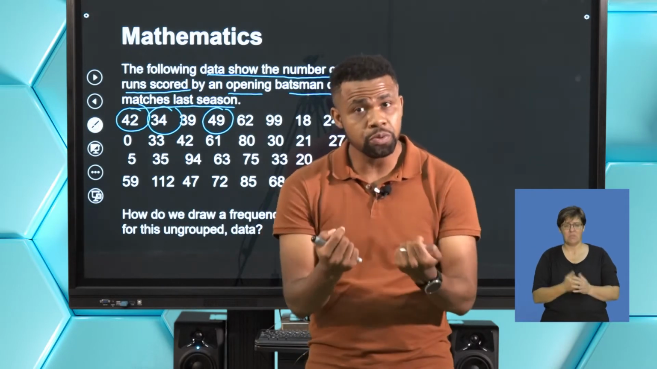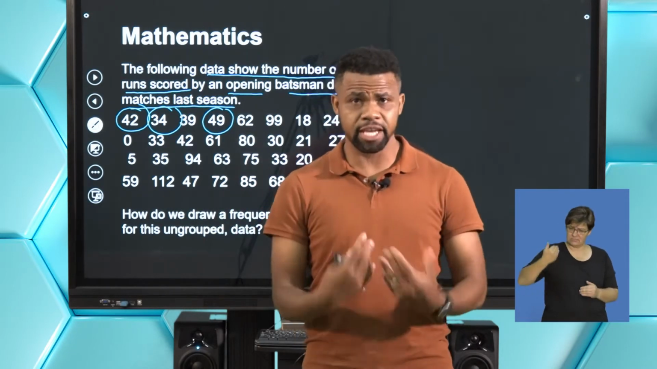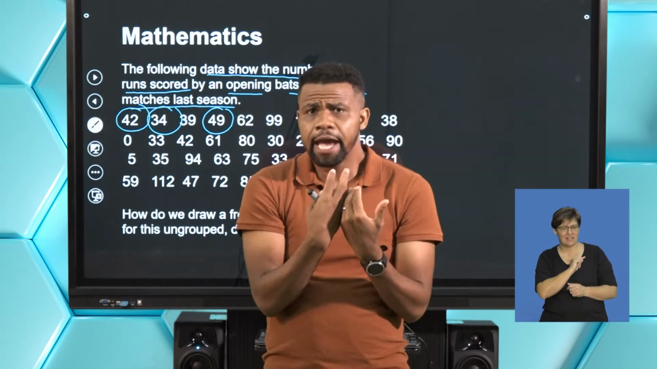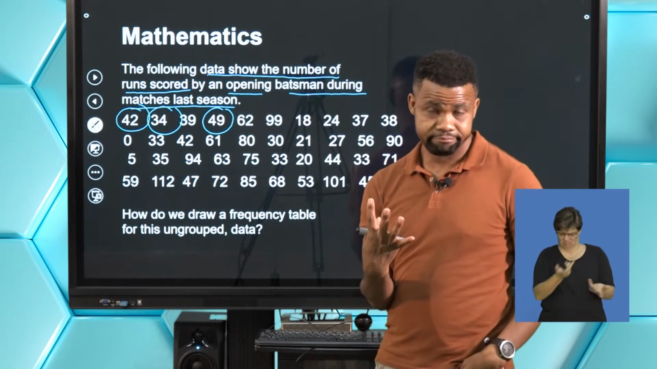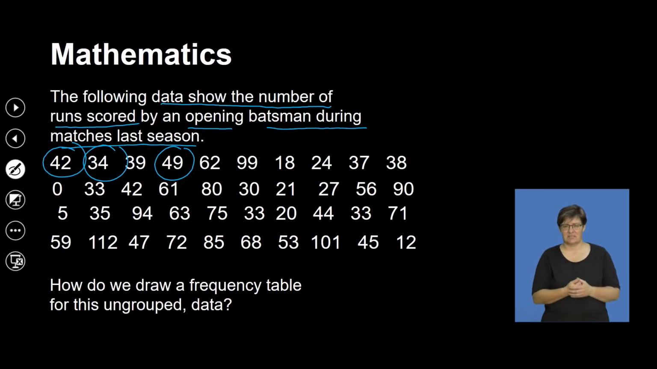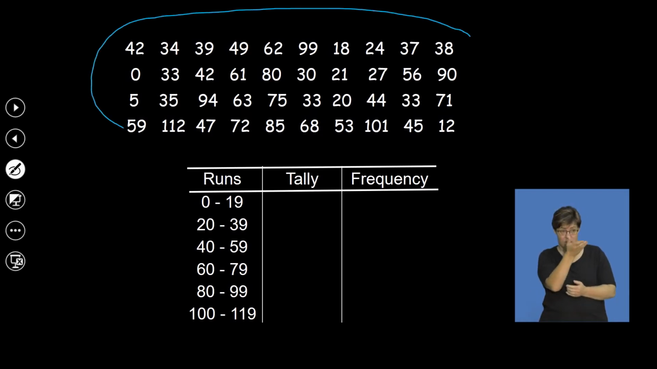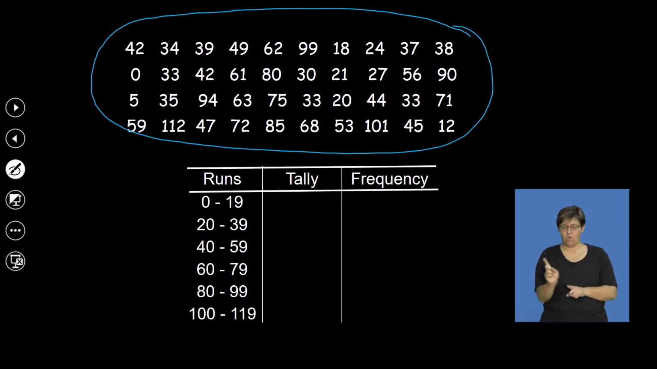But we want to group this data using a frequency table so that we can present that, okay? Because if we have numbers like this, it doesn't really mean anything. So how do we draw a frequency table for this ungrouped data? So this is what we're going to have. We have our data there. Now we have to group our runs. Means how many runs between 0 and 19 runs from our set of data.